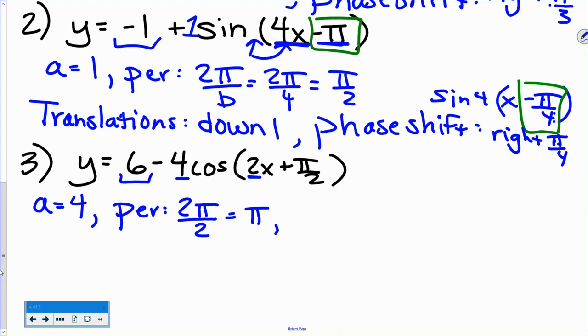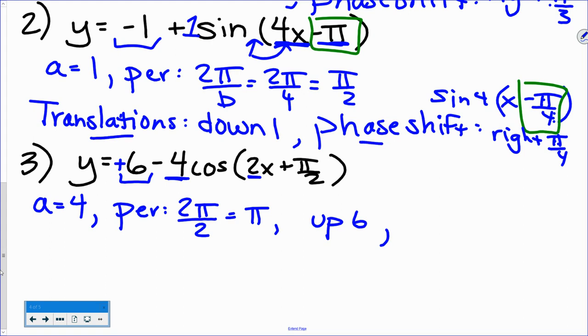Next for translations, I've got the 6 out here. It is a positive 6. The negative goes with the 4, so I'm moving this graph up 6 for the translations. All right, then for the phase shift, so I'm just not writing down these things anymore.